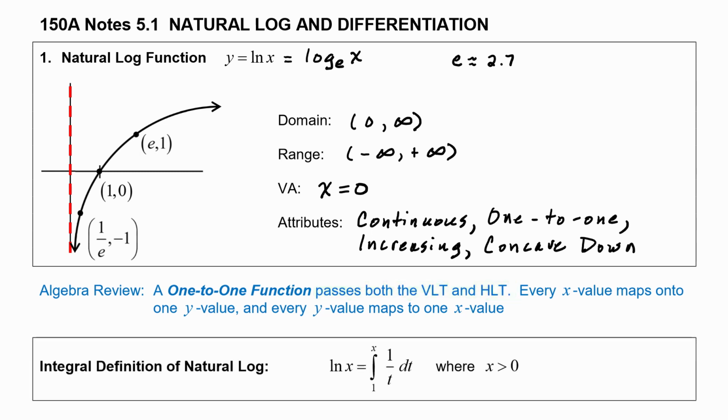Now we have an integral definition of natural log. Natural log of x is defined to be the integral from 1 to x of 1 over t dt, where x has to be greater than 0. And that's because of the domain of natural log. The domain is only positive numbers. That's why we have to make x greater than 0 here in this definition.